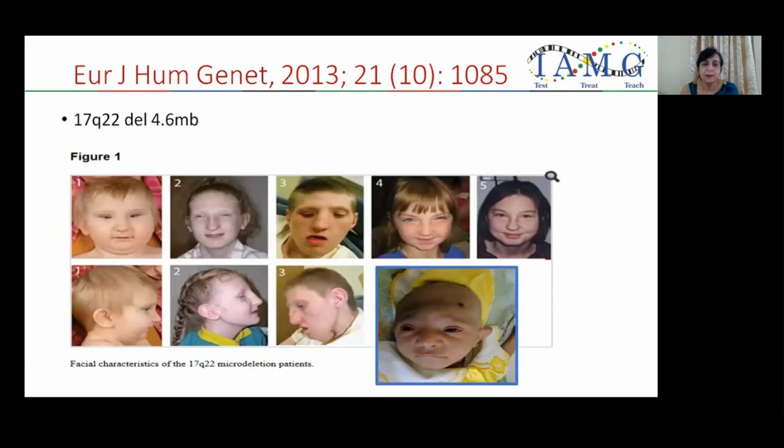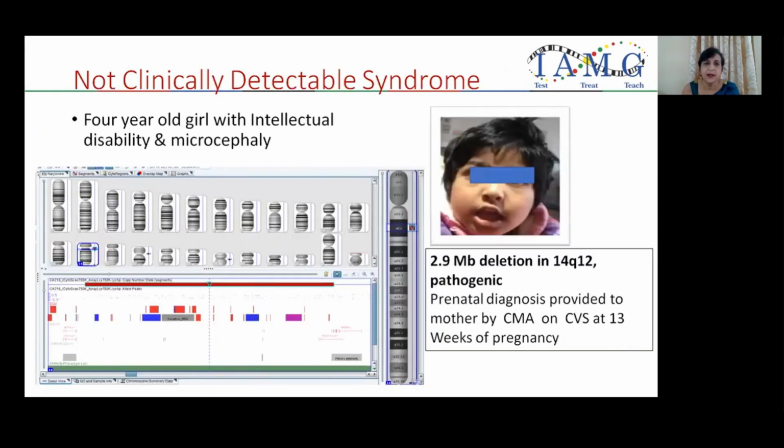These are the other patients reported with the same abnormality, and you can look at the face and note the big nose as seen in our patient. So the comparison of phenotype after getting the report is very important.